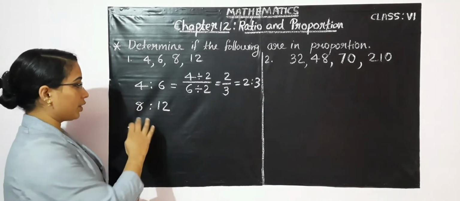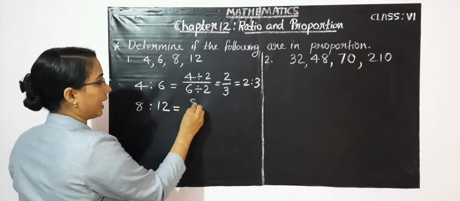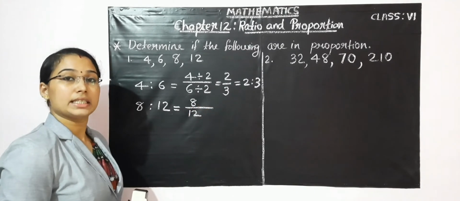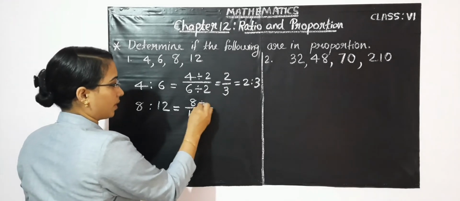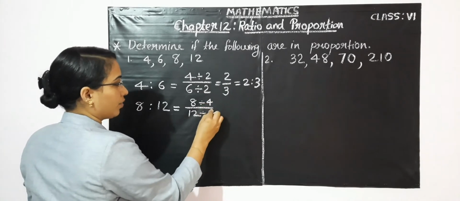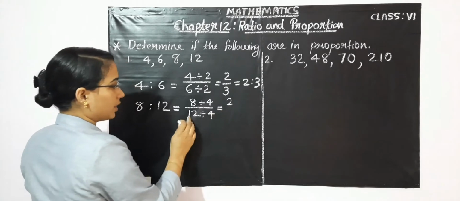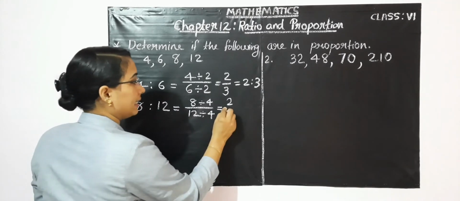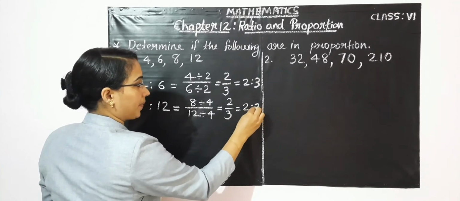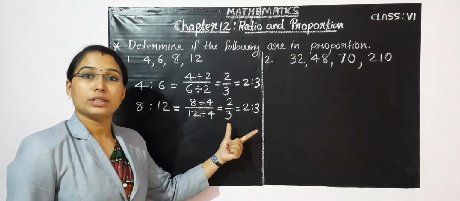Then next, we want to find out the simplest form of the second ratio. Here also we can write 8 divided by 12. Then we want to divide the numerator and denominator by the highest common factor. Here the highest common factor is 4. So divided by 4, 8 divided by 4 is 2, then 12 divided by 4 is 3. Here also we get the answer 2 is to 3. Okay. So the simplest forms of the first ratio and the second ratio are both the same.